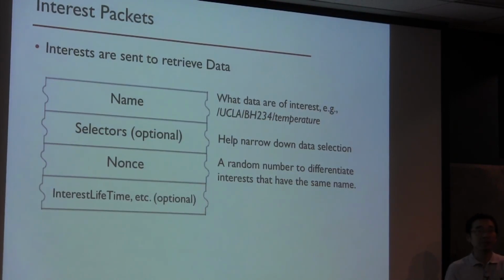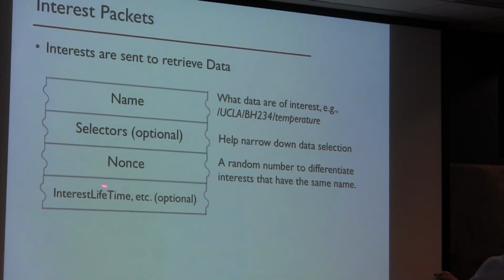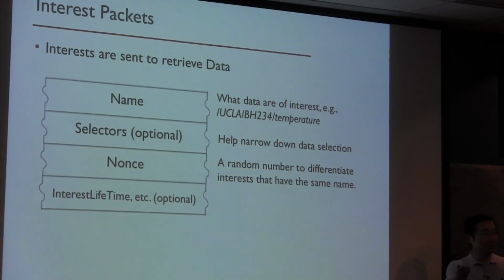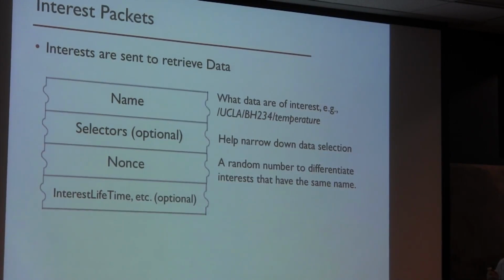I'm interested in a new reading. So this old question is going to have its interest lifetime expired, and the network knows, oh, the question is too old, nobody's interested in the data anymore, so I'm not going to send the answer back. So these are all auxiliary information. The most important thing in the interest packet is the name. So there are two types of packets in NDN, interest and data. And the most important things are the names.